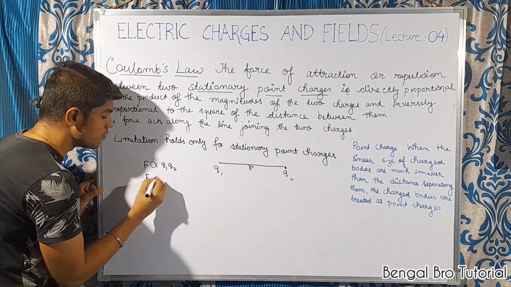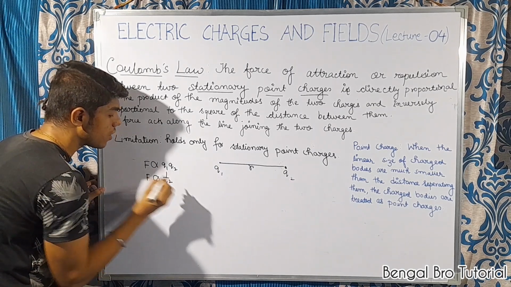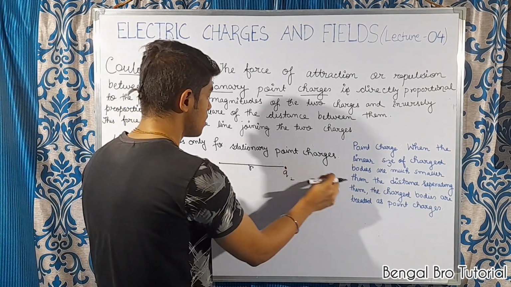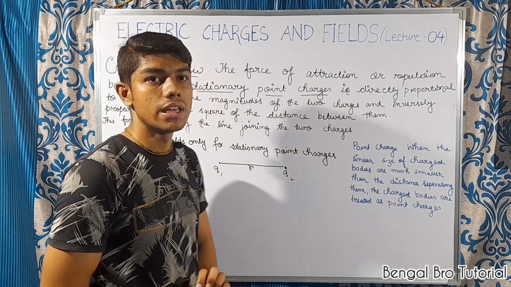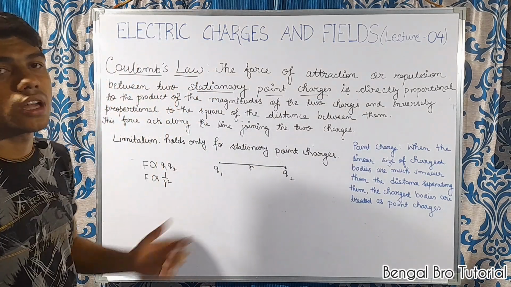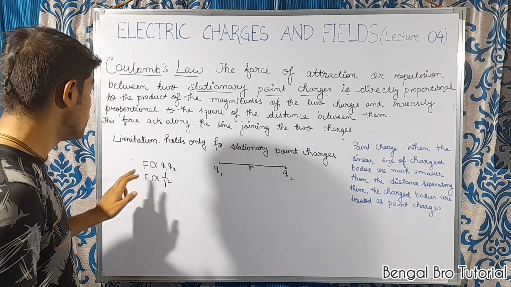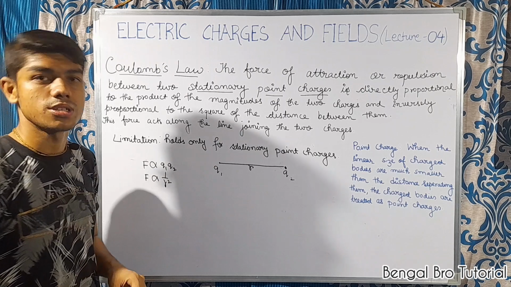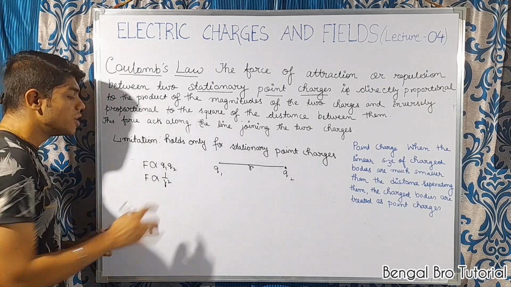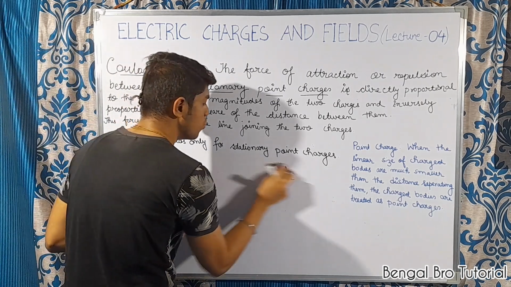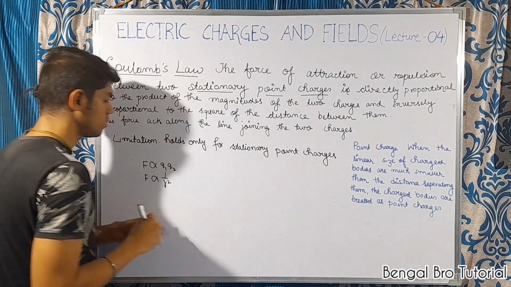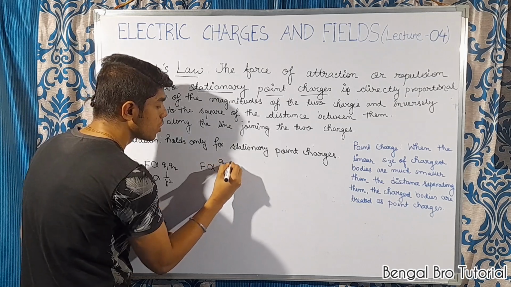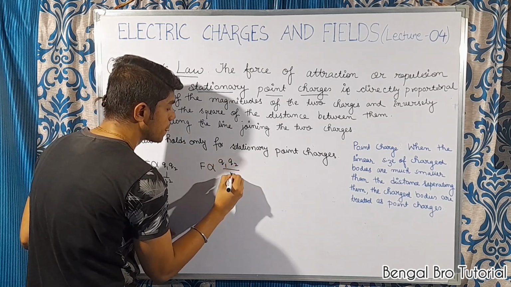And the force is inversely proportional to the square of the distance between them, which means that as the distance between the two charged bodies keeps increasing, the force between them keeps decreasing, because the square of the distance and the force are inversely proportional. Now if we combine these two expressions, we get F proportional to Q1 Q2 by r square.